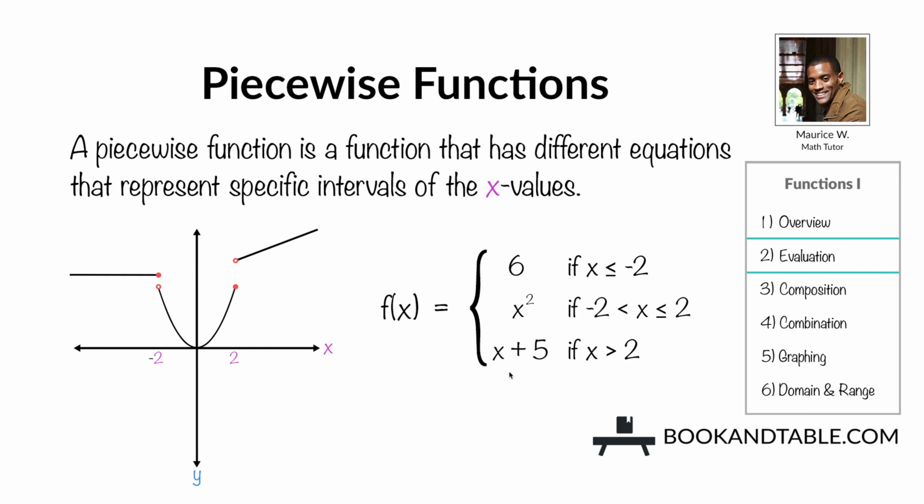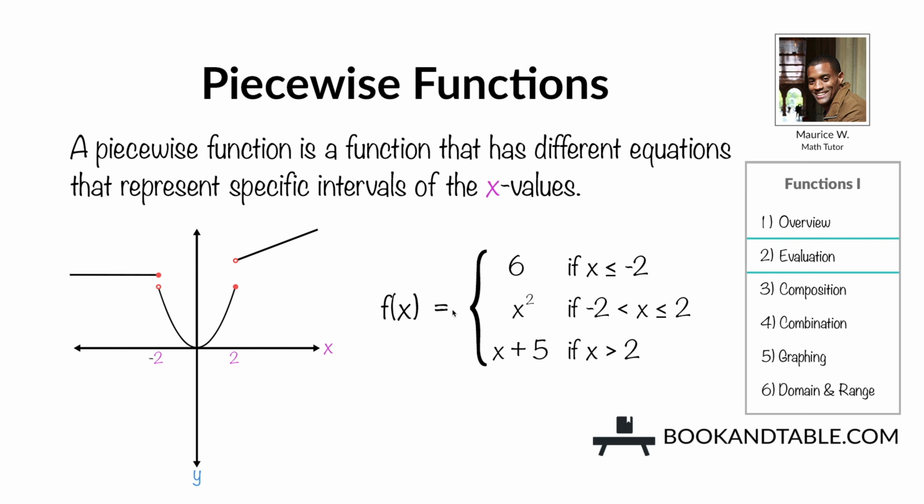A piecewise function is a function that has different equations that represent specific intervals of the x values. So here we have an example of a piecewise function on a graph. From negative infinity up to negative 2, we see it has a consistent value. And then at negative 2, we see that value begins to change, has more of a shape of a parabola. And then when x has a value of positive 2, the function then changes to more of a linear expression. So for different pieces along the x, the function has different expressions that represent those intervals.